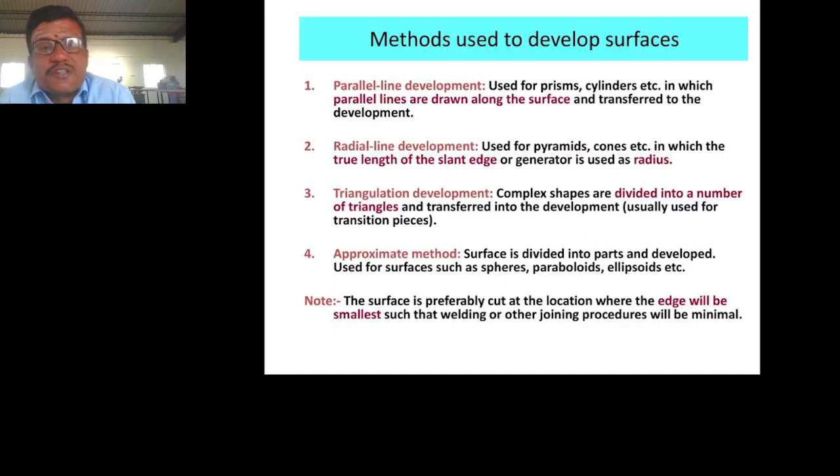So there are different methods used to develop the surface. The first one is parallel line development. It is used for prisms and cylinders. And radial line development is used for pyramids and cones. Here the difference is that there is a true length and a slant edge at the radius, but in parallel line development there will be horizontal top and bottom, and a pentagon or hexagon.